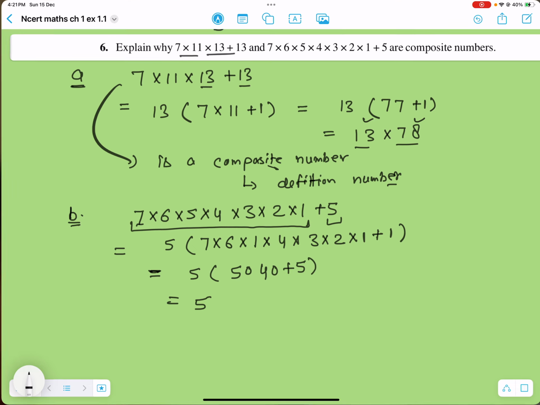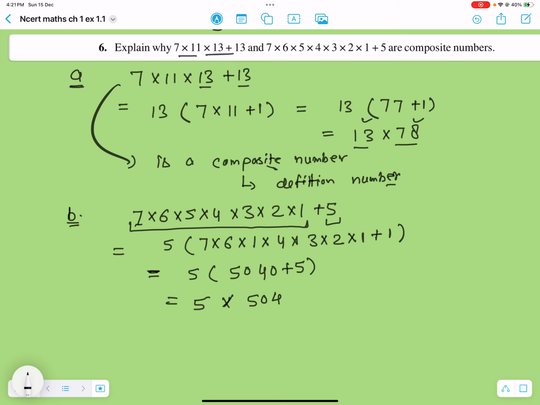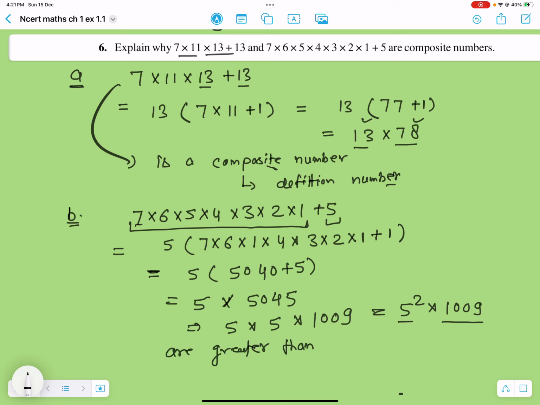So it will be 5 multiply 5045. Since 5045 can be expressed as 5 multiply 1009, and both 5 and 1009 are greater than 1, we can say 5 and 1009 are greater than 1. So as per the definition of composite number, this expression becomes a composite number.